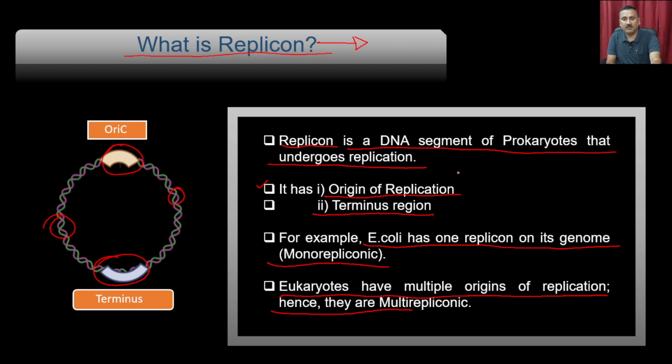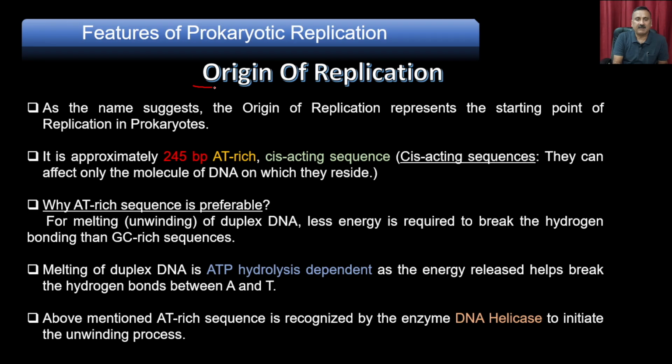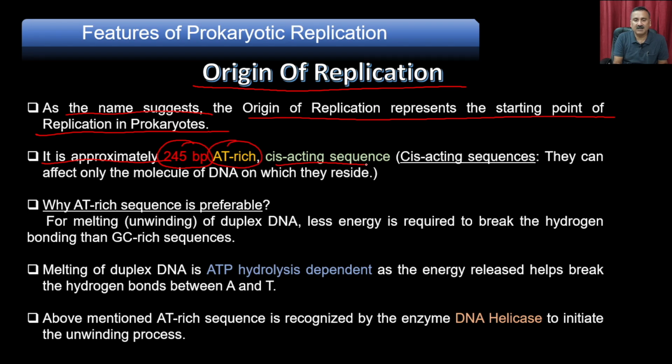So, let us first talk about the origin of replication. As the name suggests, the origin of replication represents the starting point of the replication in the prokaryotes. It is approximately a 245 base pair AT-rich region of cis-acting sequences. What is meant by cis-acting sequences? Cis-acting sequences can affect only the molecule of DNA in which they reside. So, cis-acting means they affect within that molecule.